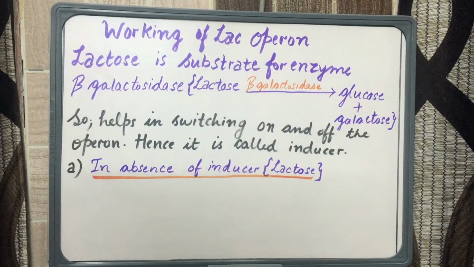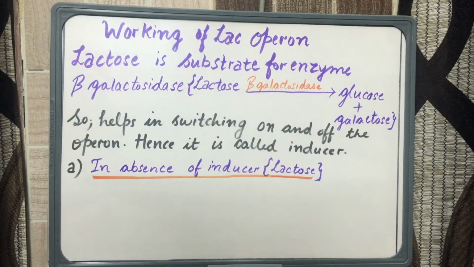Now let us look at the working of LAC operon. We have to remember that lactose is the inducer of LAC operon. Now, why is lactose called the inducer of LAC operon? It is because it helps in switching the operon on and off. If lactose is present, the LAC operon would be switched on, whereas if lactose is absent, it would be switched off.